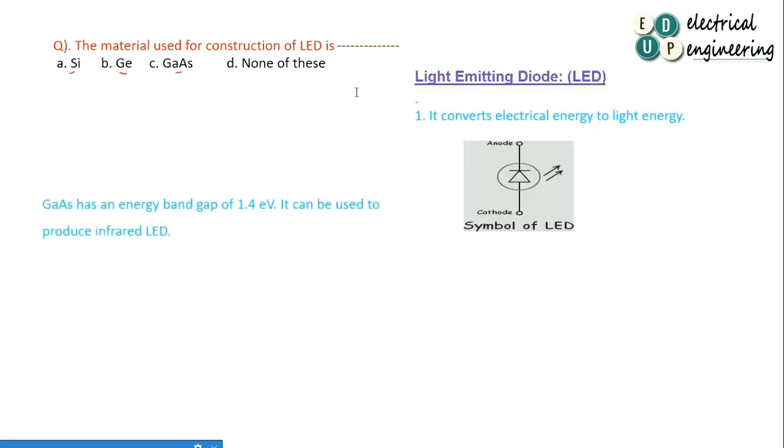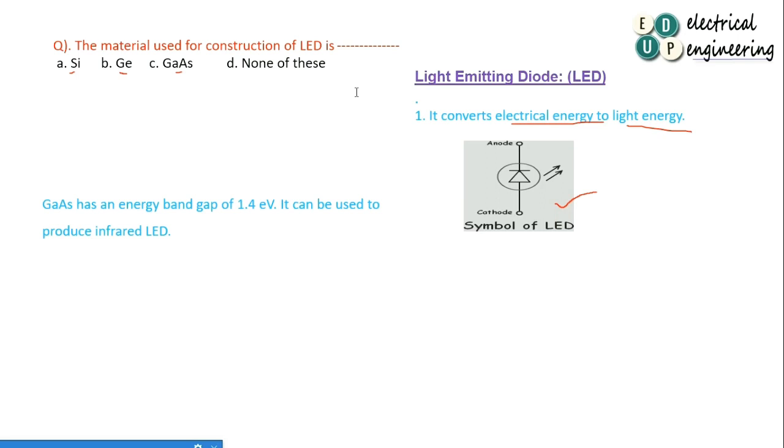The material used for the construction of LED is. The options are silicon, germanium, gallium arsenide, or none of these. Now let's learn about the LED. LED is known as light emitting diode, which converts electrical energy to light energy. This is the symbol of LED. When light is emitted from the diode, the diode starts conducting. That means the current flows through the diode when light is emitted from the diode.